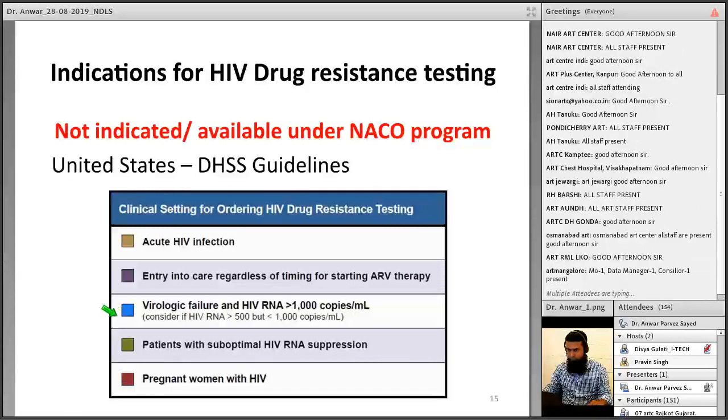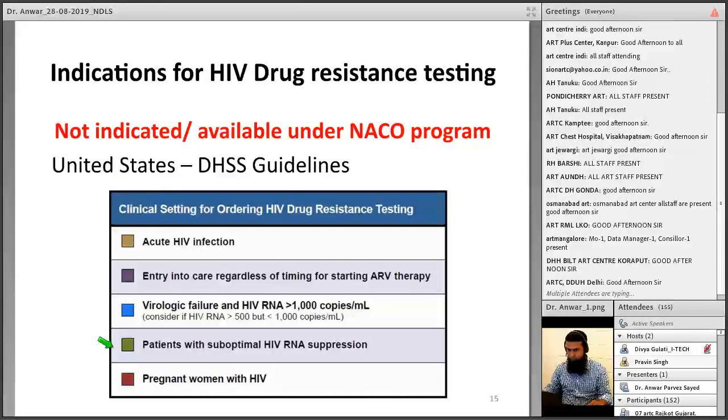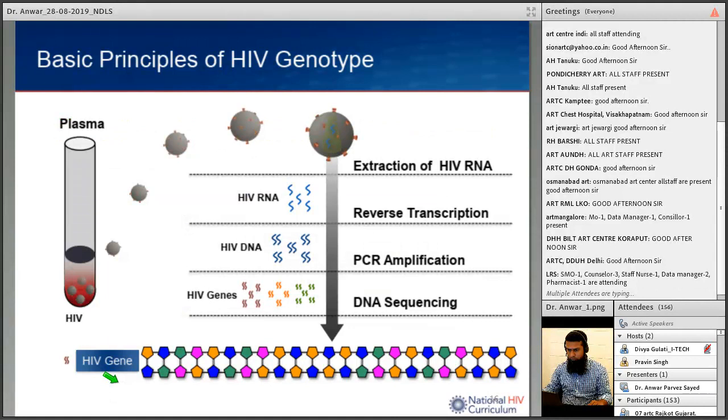And if the patient has a viral load of more than 1000, then also they do genotypic testing to identify which are the mutations and what ART is to be given if first line is failing in those patients. Then patients with suboptimal HIV RNA suppression, we saw that there will be some patients who do not achieve viral suppression, and there will be low level viremia for a longer duration of time. And pregnant women, because here the risk is dual, one for the mother and also for the baby. So to prevent that, pregnant women also become one of the indications for drug resistance testing or genotypic testing.